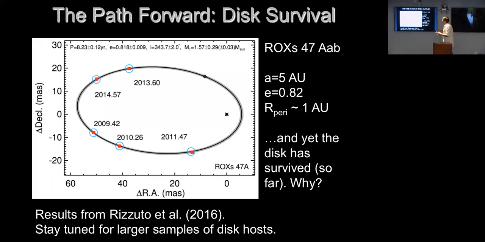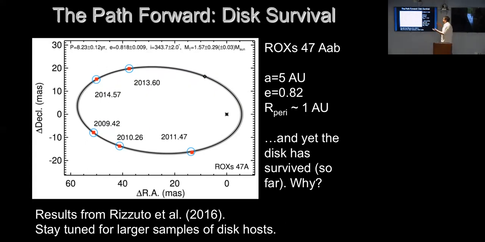of the other stuff, because we can also play this game at young ages. So this is a plot of an orbit for a young binary system where it has a disk. So ROXs 47 is in Ophiuchus, and we've observed it with aperture masking, between 2009, 10, 11, 13, and 14, we have observed it to go through here. And you fit an orbit to that, and the orbit fits beautifully. The error bars here are smaller than the points, and all the points overlap within the point size.